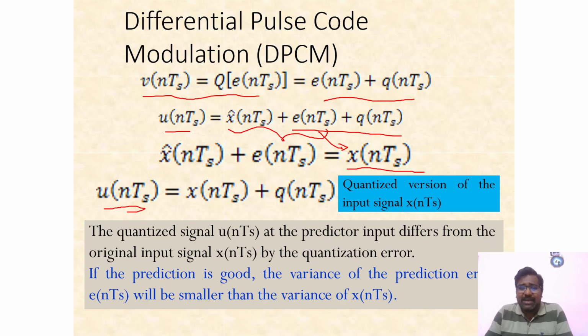It differs from x(nTs), the input signal, by the quantization error q(nTs). If the prediction is good, if the prediction is perfect, the variance of the prediction error e(nTs) will be smaller than the variance of x(nTs).